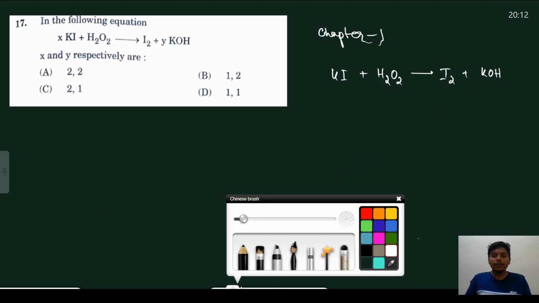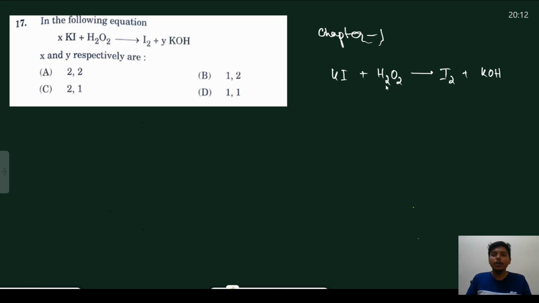Now what we have to check is the larger molecule. In this molecule, how many hydrogens and how many oxygens are there? Two hydrogen and two oxygen. So on the right side we have to multiply oxygen and hydrogen by 2, so this will become 2.